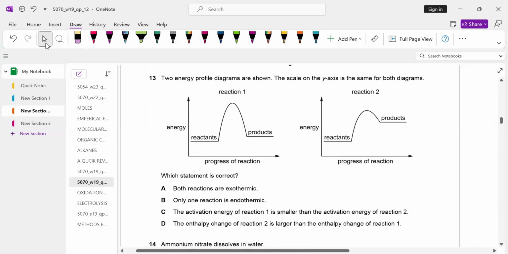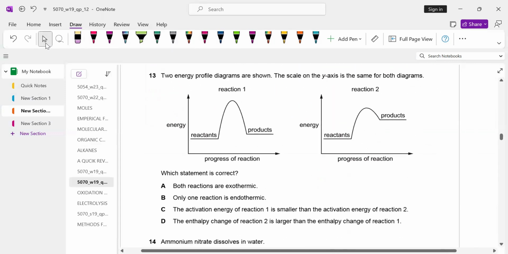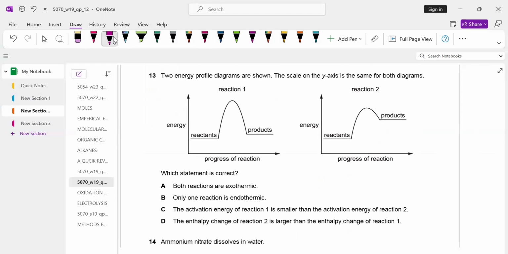Then question number 13, two energy profile diagrams are shown. The scale on the y-axis is the same for both diagrams. Which statement is correct? First, let's identify which type of reaction each is. The first reaction is endothermic, and the second one is also endothermic. The statement says both reactions are exothermic. No. Only one reaction is endothermic. No, both reactions are endothermic.